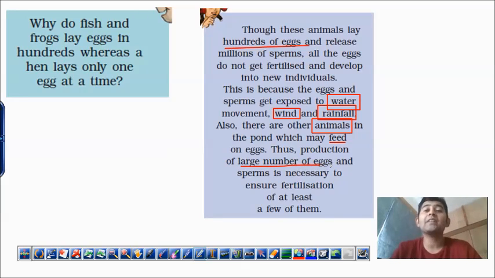But मुर्गी के केस में ऐसा नहीं होता. मुर्गी के अंडे को ठंडी, गर्मी, बारिश, विंड, वाटर से कोई फर्क नहीं पड़ता है. Therefore, as long as somebody takes away the egg, it can remain with the hen. Therefore, it lays only one egg, but fish, frogs lay hundreds of eggs.